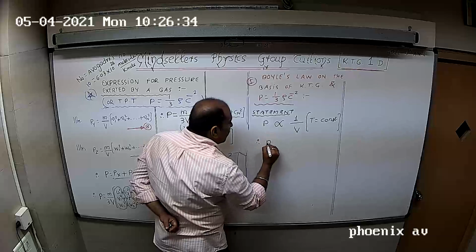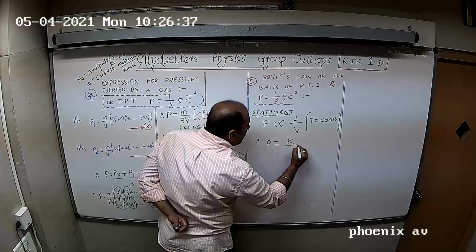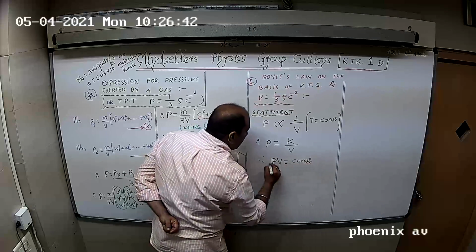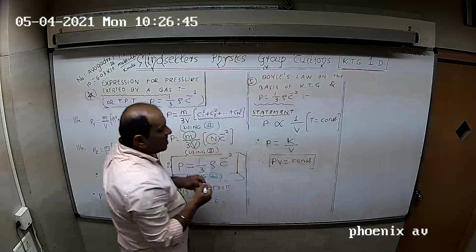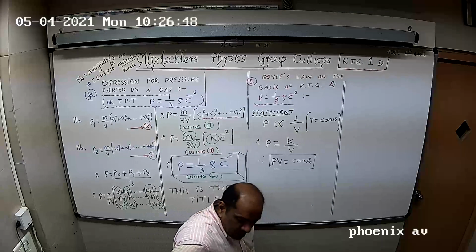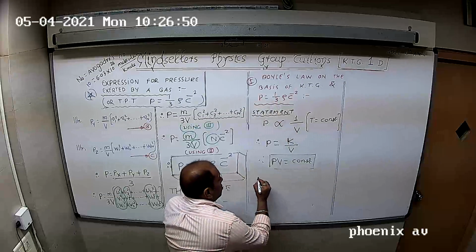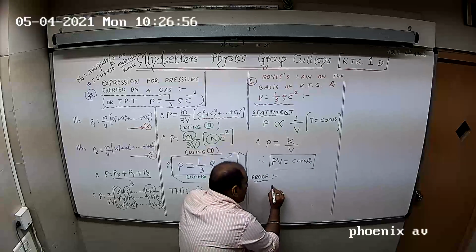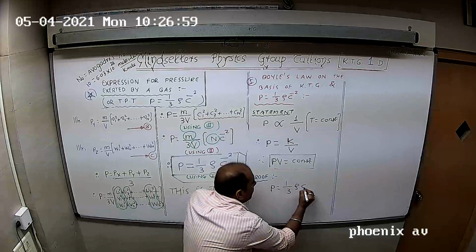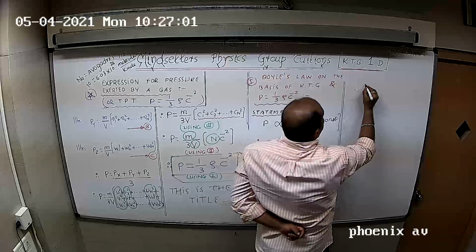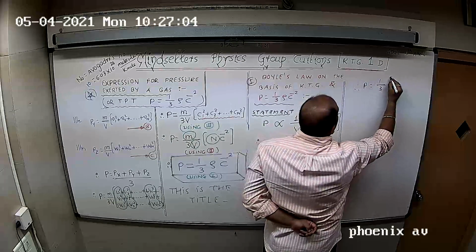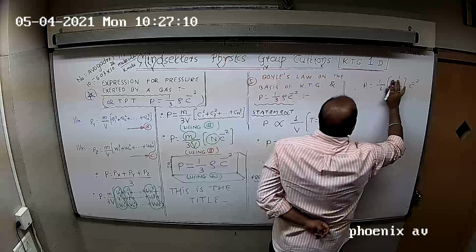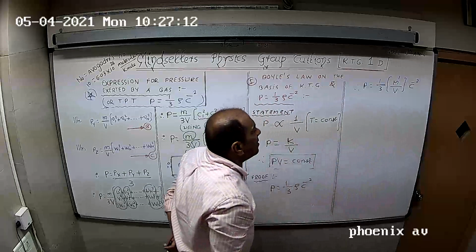So if I solve this, P is equal to some constant of proportionality upon V, and therefore we have to prove that PV is equal to constant. But mind you, we should take help of P equal to 1/3 rho c square. So very simple and cute proof, right? P is equal to 1/3 rho c square. Therefore, P is equal to 1/3 rho, the mass of the gas upon volume of the gas, times c square. So it is m dash upon V c square.